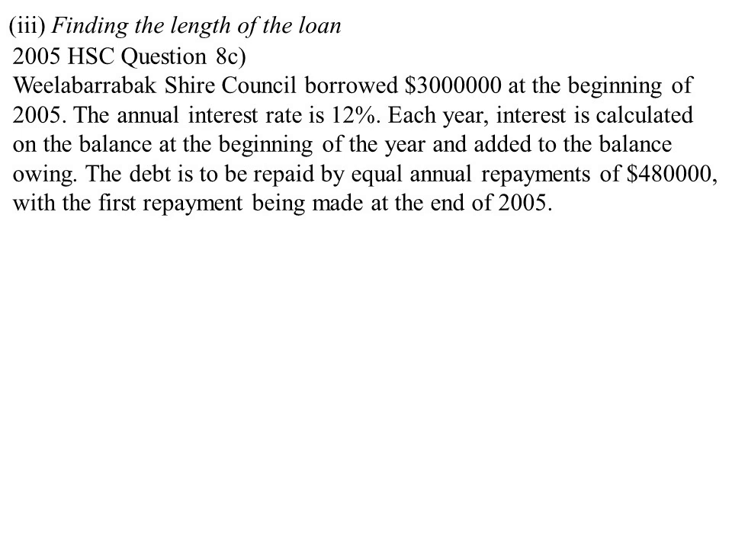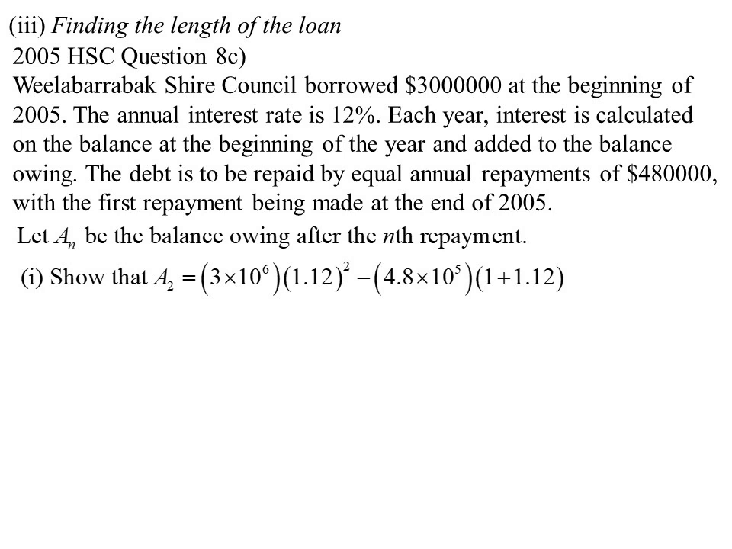Here's an HSC question. All right, so Wheelbarrow Back Council borrowed a massive $3 million. Annual interest rate, 12%. The debt's going to be repaid, annual repayments of $480,000, and the first's going to be at the end of 2005. Let A_N be the balance owing. Show that, in other words, the amount that's left after 2 repayments.